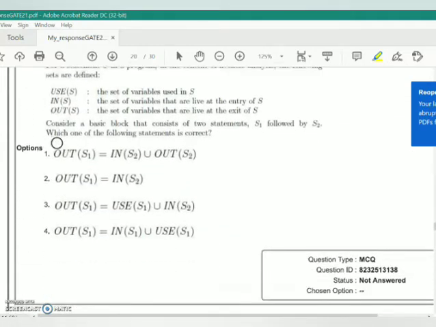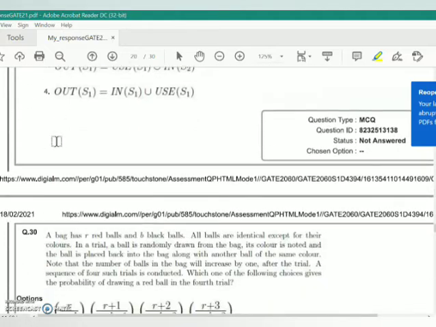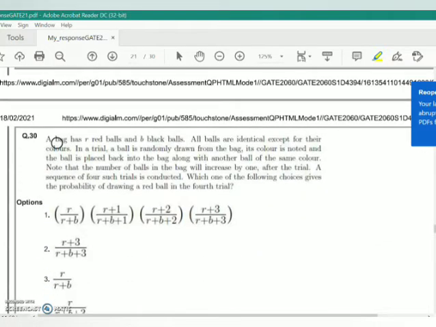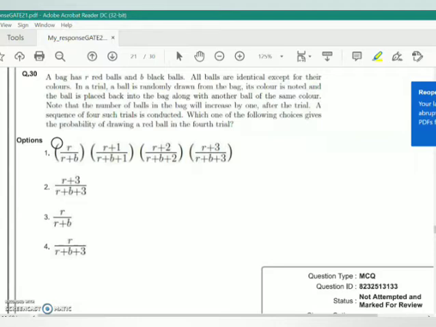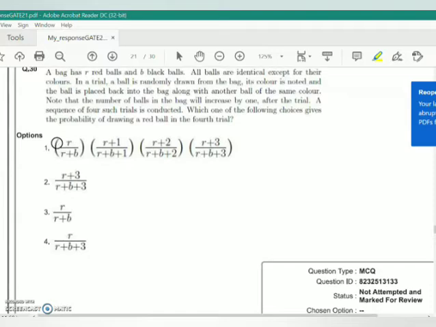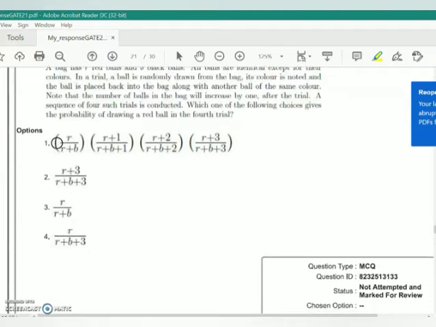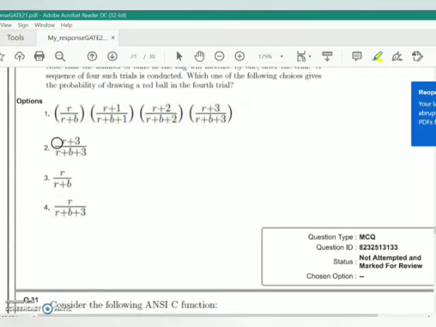Question number 29. Question number 30. A red balls, B black balls. Probability of drawing a red ball in the fourth trial. I think 1 might be the answer.